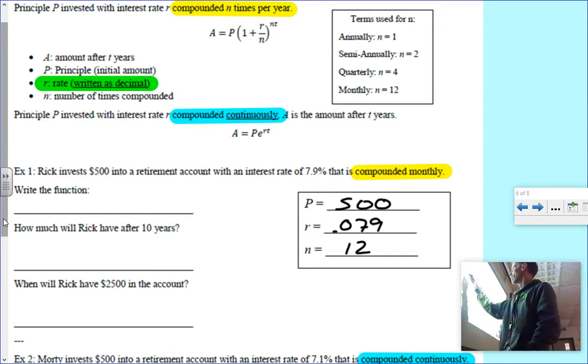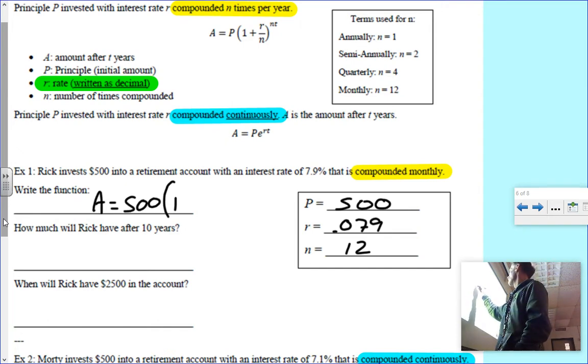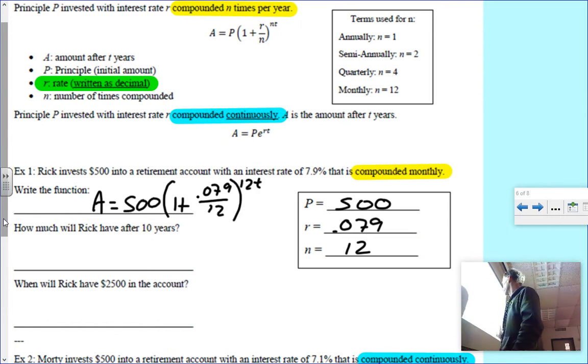So my function is going to look like A equals 500, parentheses, 1 plus 0.079 over 12, to the 12 times t. Notice that n is in two different places in the equation. Okay. Now, again, only two kinds of questions we can ask here. Either how much money does he have after a certain number of years, or when will there be a certain amount of money left over? Okay. So the first one is a definite plug and chug.